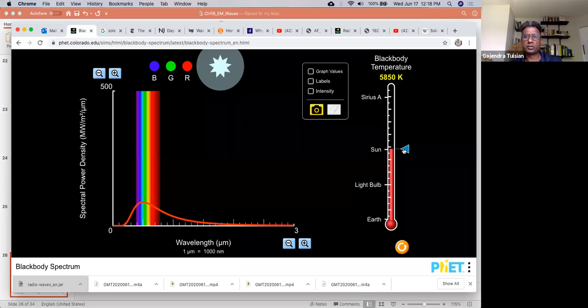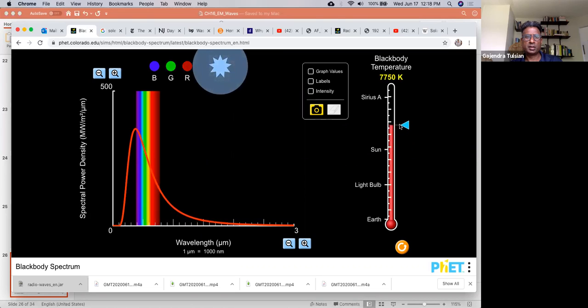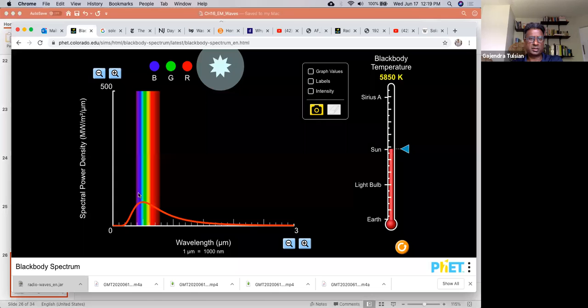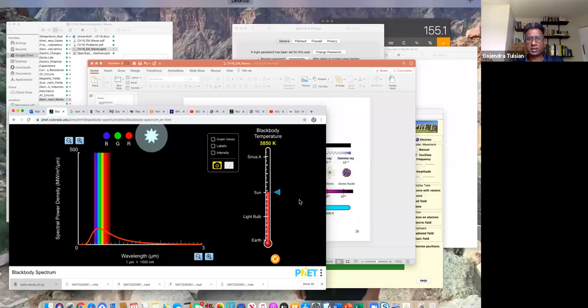So as you warm up the temperature of the object, the peak goes to the left. Our sun has a surface temperature of roughly 6,000 degrees Kelvin. The peak of the intensities is around green light. So that's what this is telling you.